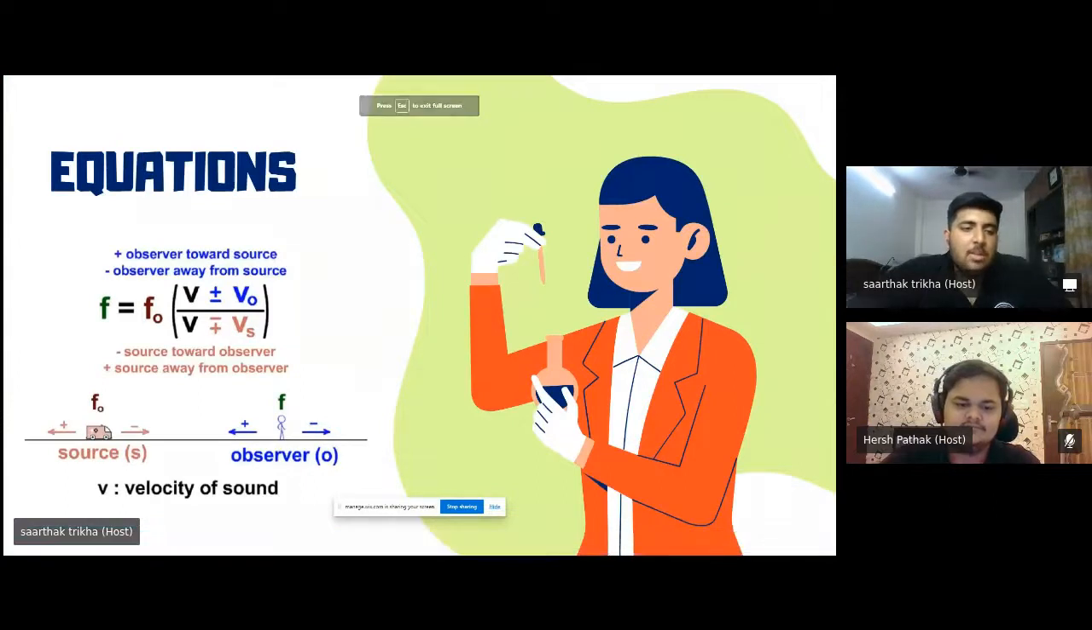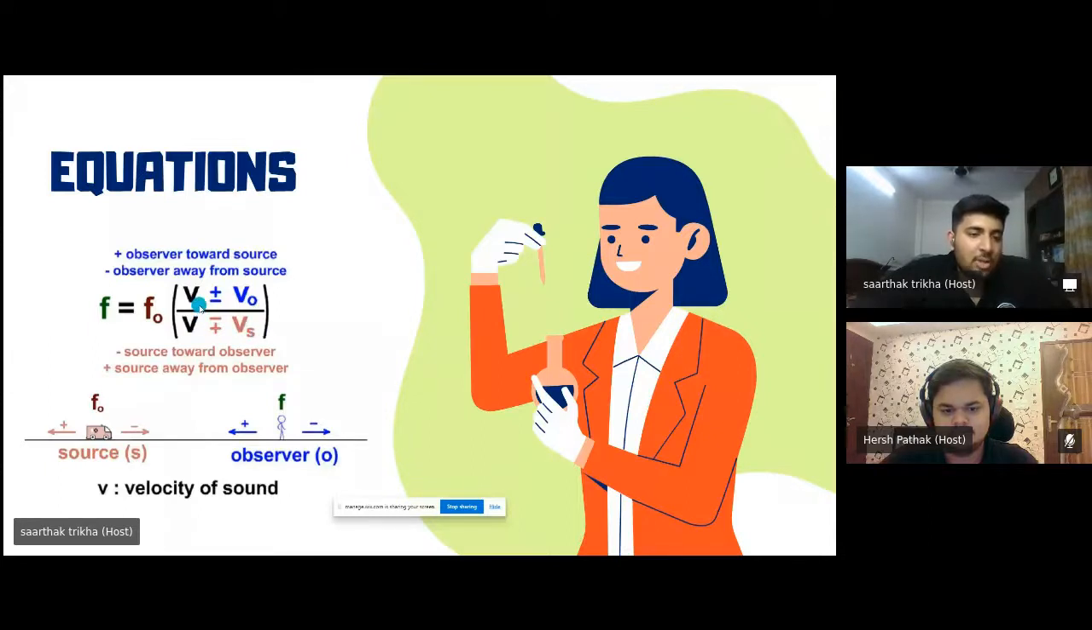So now let's come to equations. As we learned, the frequency of the waves changes according to the placement of the observer and the placement of the source. So in this equation, we are symbolizing O as the observer and S as the source. The apparent frequency is equal to the original frequency times (V plus minus V naught) upon (V plus minus Vs). The notations are given below.